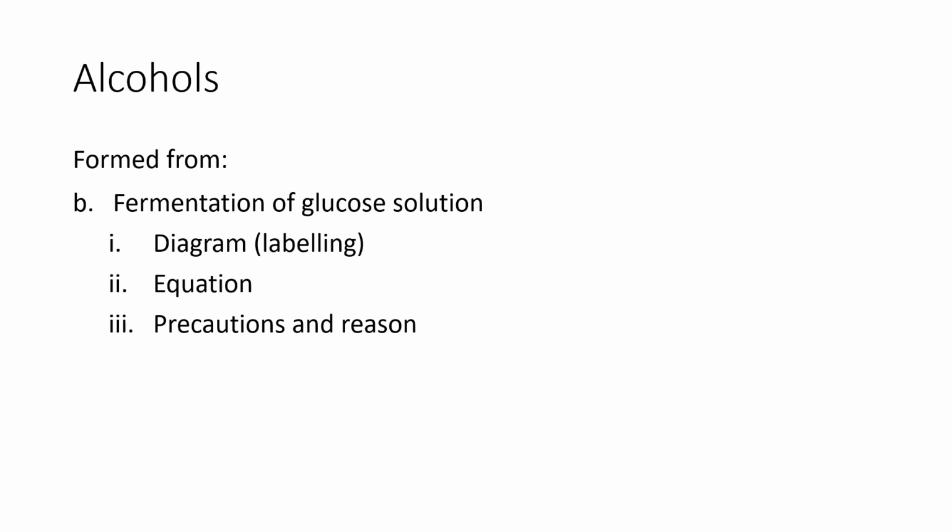Okay, next one. The next way to form alcohols is fermentation. This is the additional one that you need to memorize. What do you need to memorize? The diagram. You don't need to know how to draw, but you need to know how to label. They usually show you a diagram in the exam, and then you need to label it. And the equation, the conditions, and the precaution and the reason. Usually there will be 2 to 3 marks.